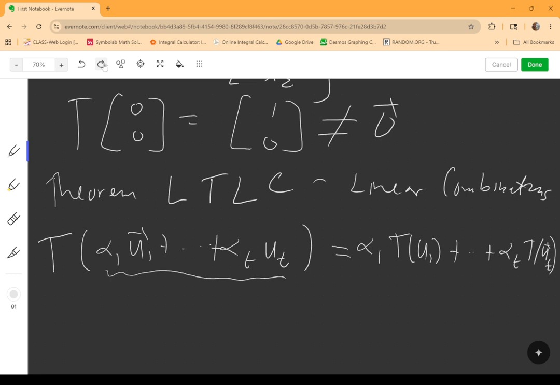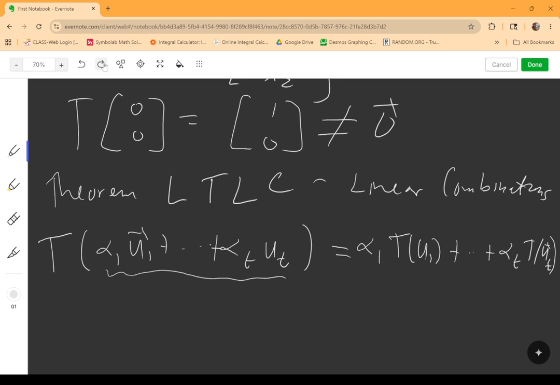An application of this is that once we know T on a spanning set, we know T on everything. If we know what T does to a particular spanning set, then I know what T does to any vector, because any vector can be written as a linear combination of a spanning set. Again, notice it didn't say a basis. That is a special case of this, but just any spanning set. If I know what T does through a spanning set, I know what it does to any vector.